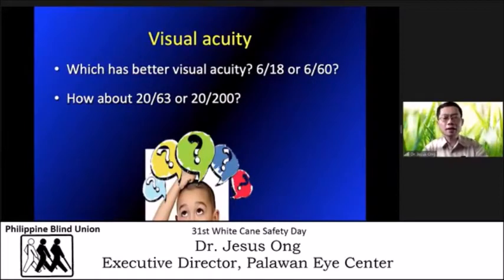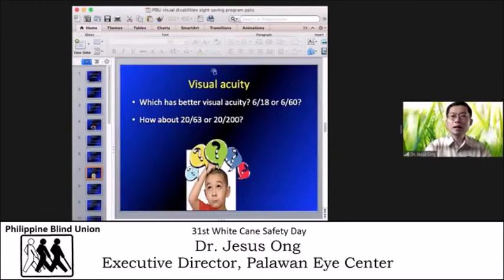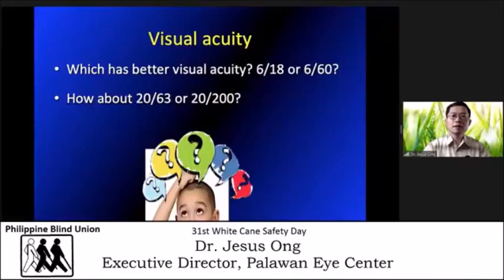Ano lang kayo na chat kung sakaling medyo mabilis ang aking pag-deliver, no? So now, gusto kong maano nyo yung example lang. Which has better visual acuity? 6/18 or 6/60? So, ang denominator, pag mas malaki, ibig sabihin, mas malabo ang paningin ng tao. So, sa example na to, 6/18 compared to 6/60, mas malabo po ang paningin ng 6/60.